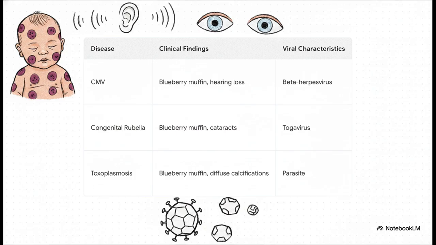Look at the eyes and the ears. Rubella brings cataracts and congenital heart defects. CMV brings hearing loss and periventricular calcifications. And toxoplasmosis, that brings diffuse, totally unorganized calcifications in the brain.